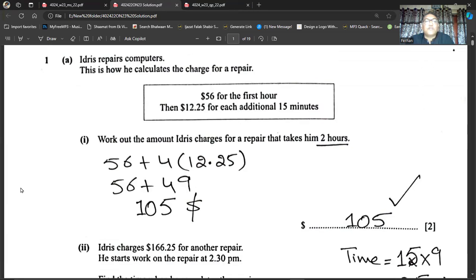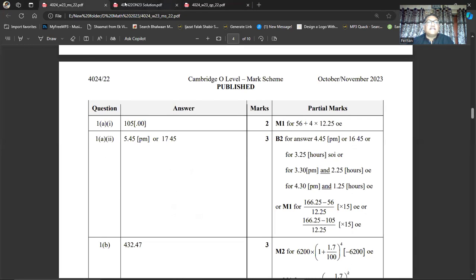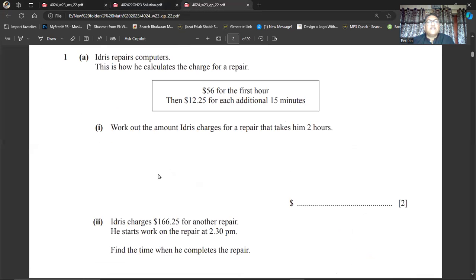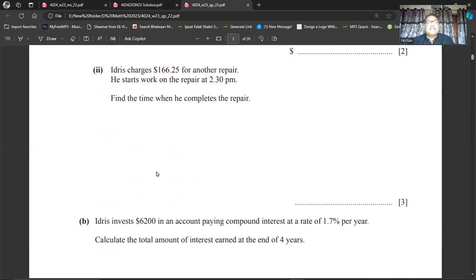56 plus 4 multiplied by 12.25. So it will be 56 plus 49, that is $105. $105 is the right answer, sir. Why am I bringing this to 4? Because in the second hour, there are 4 periods of 15 minutes. Each 15 minutes, he will cost you $12.25. So this is the solution. I hope you understand.